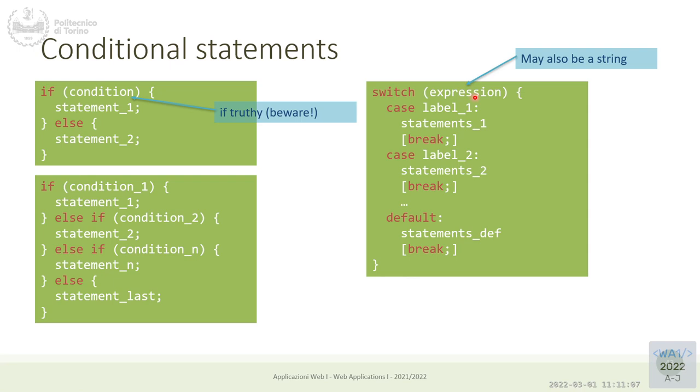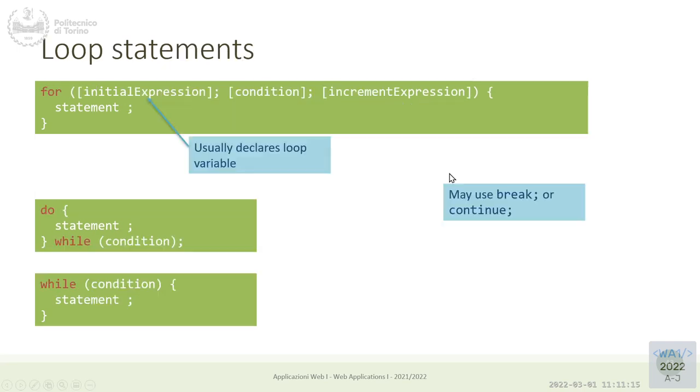A switch expression may also be a string. So we can compare with strings, not just with numbers, like it happens with C, for example. A loop statement is similar to the C loop, a for with three fields. Normally, in the first field, we define the loop variable, let i equal to 0, because it's a new variable that we want to make up in the loop. And the scope of the initial variable is limited to the scope of the for statement. We also have the do while and the while, so they basically copied the control structures from C.